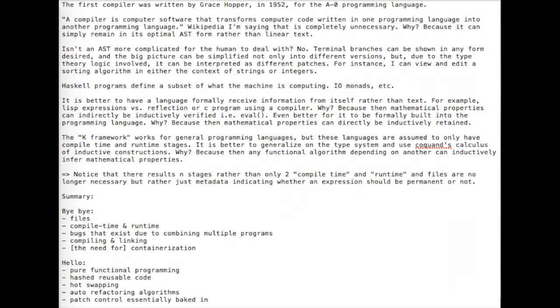I'm making the claim that it's better, instead of using the K framework, to use Coquand's calculus of inductive constructions. This is a mathematician from France. He came up with this logic system initially in the 80s, and it uses the whole lambda cube. Haskell only uses 2 of the 3 parts of the lambda cube. This thing uses the whole lambda cube, and then it's inductive. So now you have that idea of reflection, or you could call it eval, compile time, runtime, and instead of those 2 stages, it's expanded to n stages, basically.